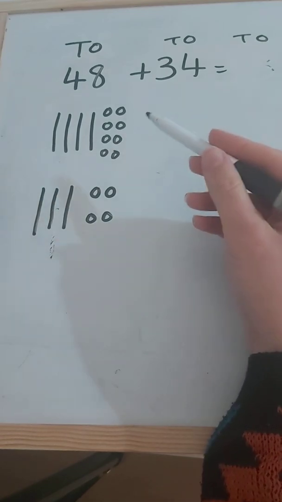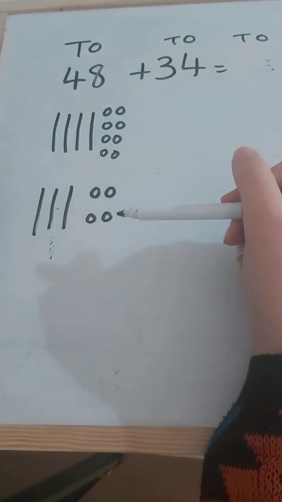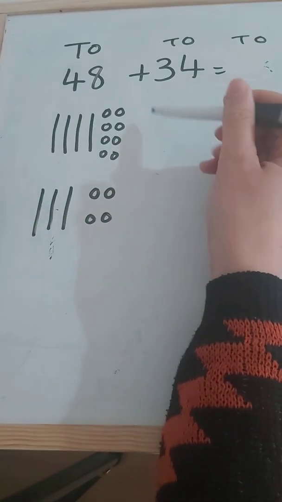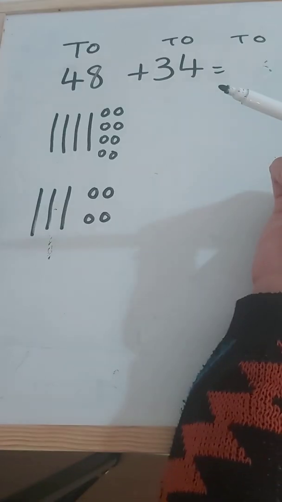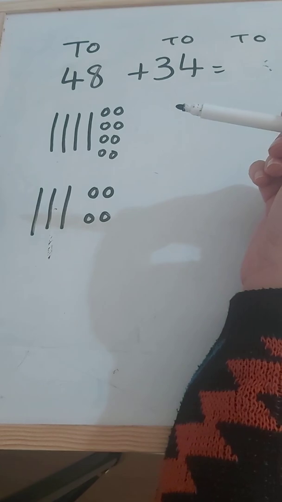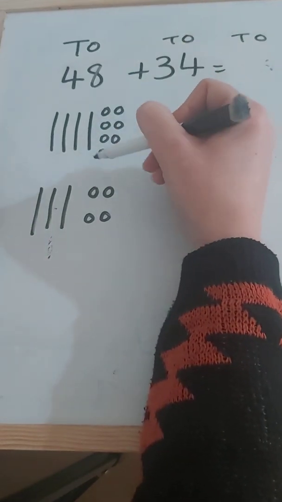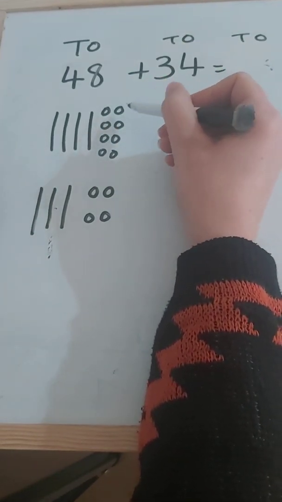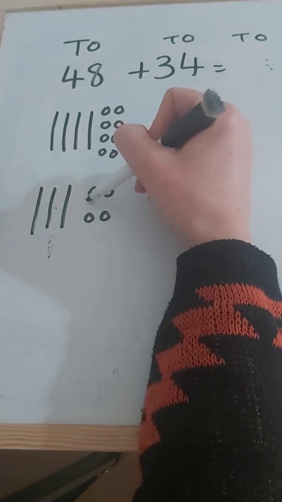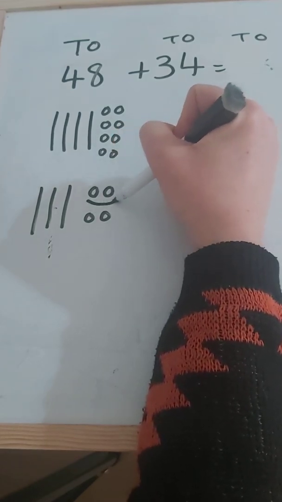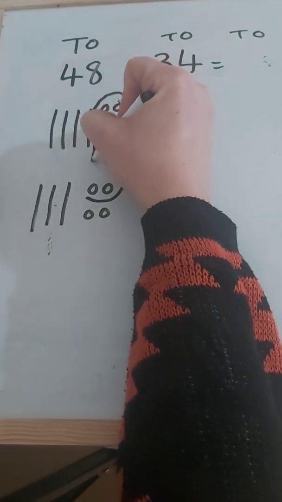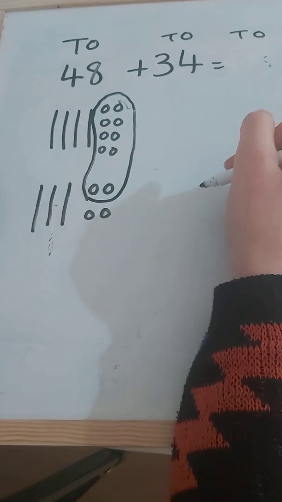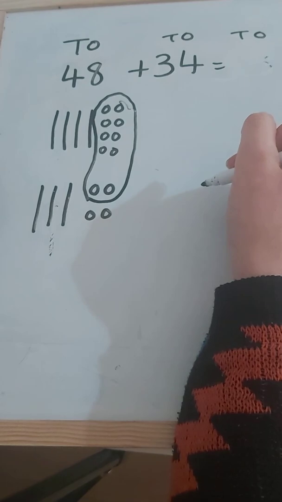So, I've got my 2 numbers drawn, I've got my 48, I've got my 34. I can see there are more than 10, 8, 9, 10, 11, 12, there's 12 there. It's too many. So I need to make a group of 10. Exchange my 10. So I've got 2, 4, 6, 8. I know that I need 2 more, 8 and 2. 8, 9, oops. Sorry about that. 8, 9, 10. There's my group of 10. I've put a circle around it.